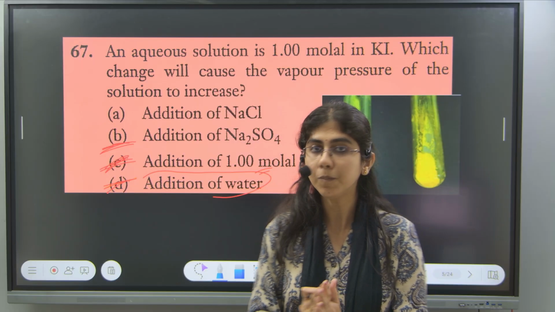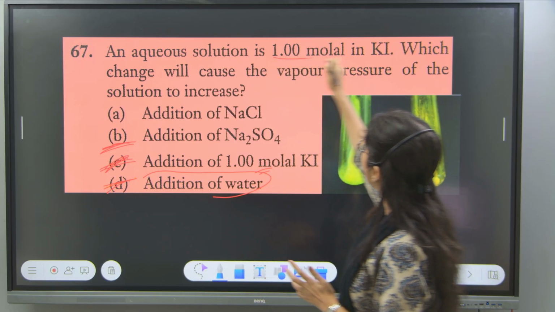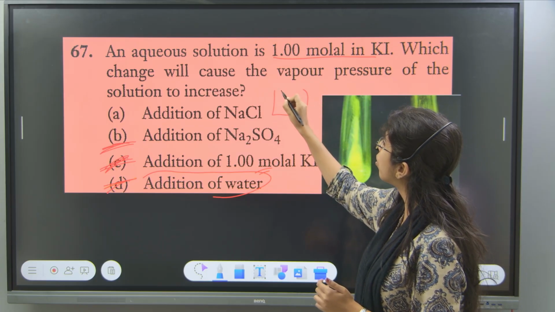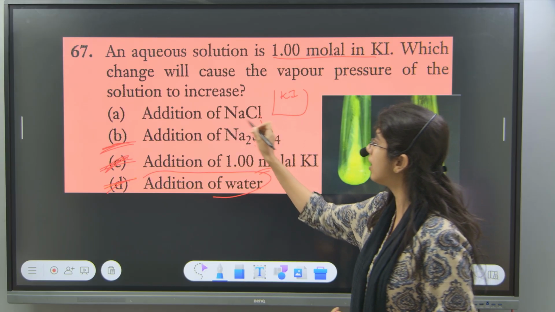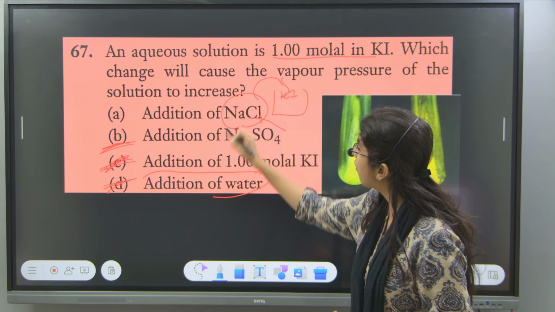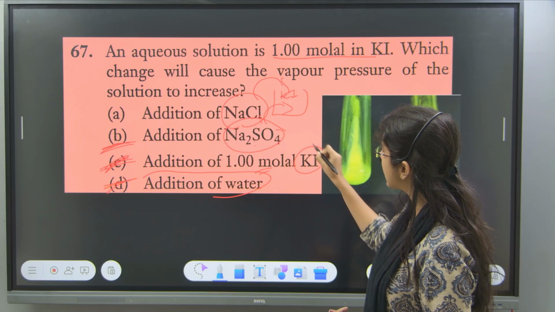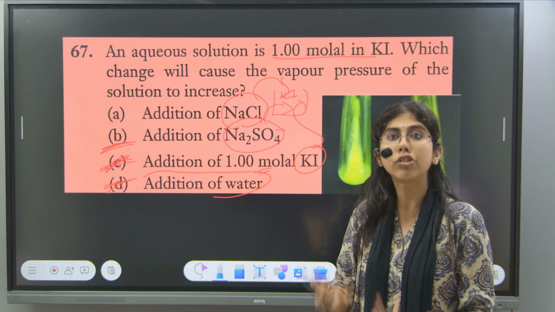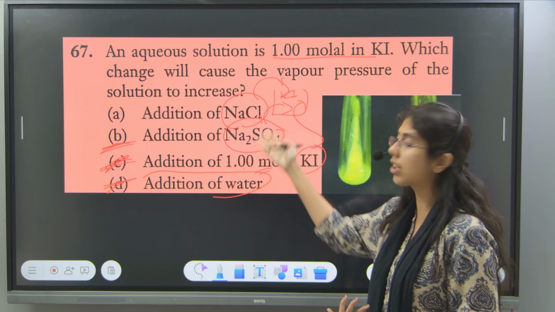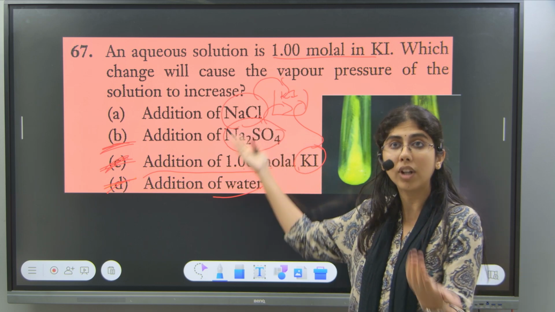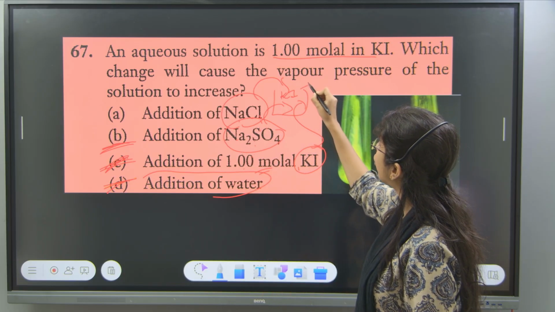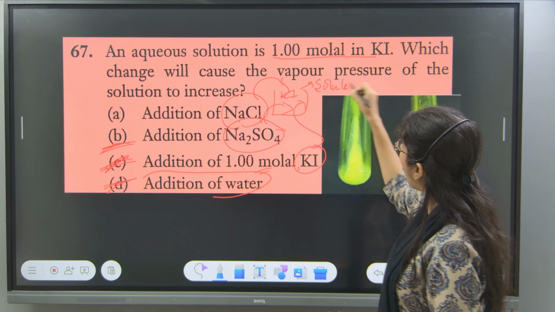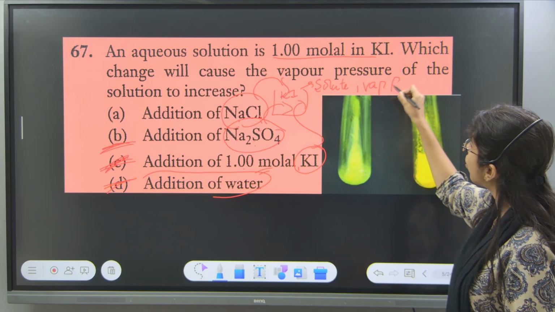Okay, now observe, we already have a solution of 1 molar KI. Now, if I take A, B, C options, I am going to add further more electrolytes. I'm adding more solute. I'm adding extra potassium iodide. I'm adding extra sodium sulfate. I'm adding extra sodium chloride. So, if I'm adding extra solute, obviously vapor pressure should decrease.